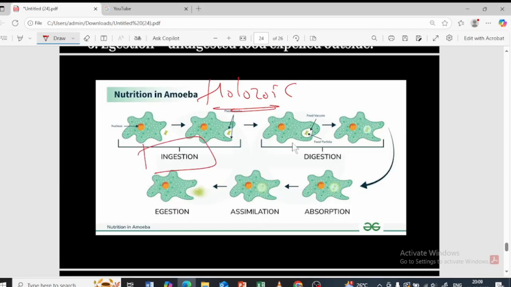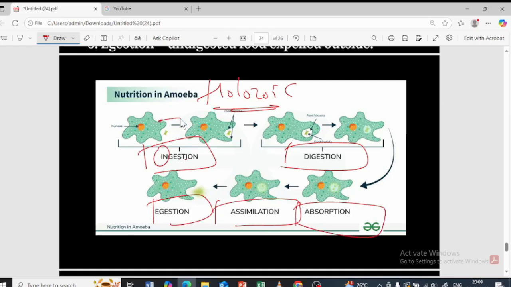So there are several steps in the digestion of amoeba. So these are the steps. First ingestion, so they will take in the food. Then digestion inside the food vacuole. What is going to take place, the food is going to be broken down with the help of the enzyme. Then that digested food is going to pass where, to the cytoplasm, that is called absorption.